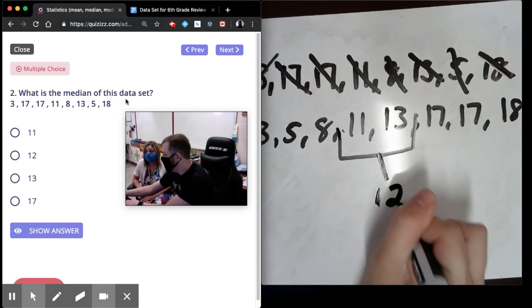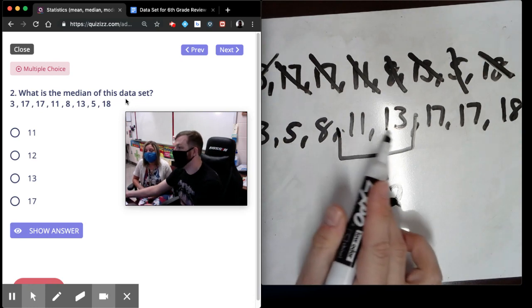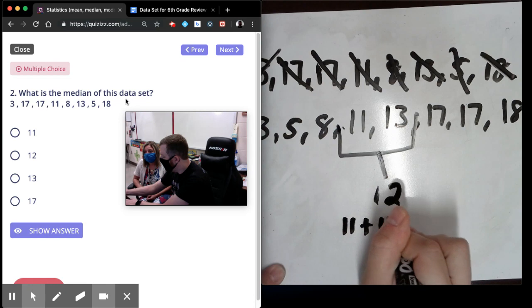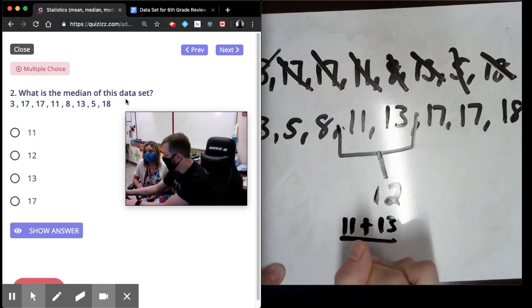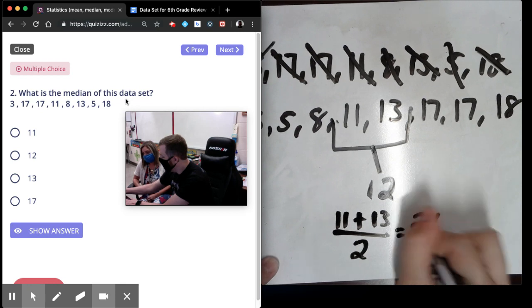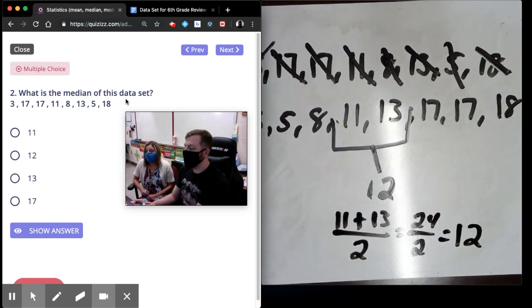But if you're not sure about that, think back to the mean. You can go through and find the mean of these 2 numbers. So 11 plus 13 divided by 2, I'm looking at just those 2 terms. So you have 11 plus 13, which is 24, divided by 2, which still gets you 12. So the median of this data set is 12.